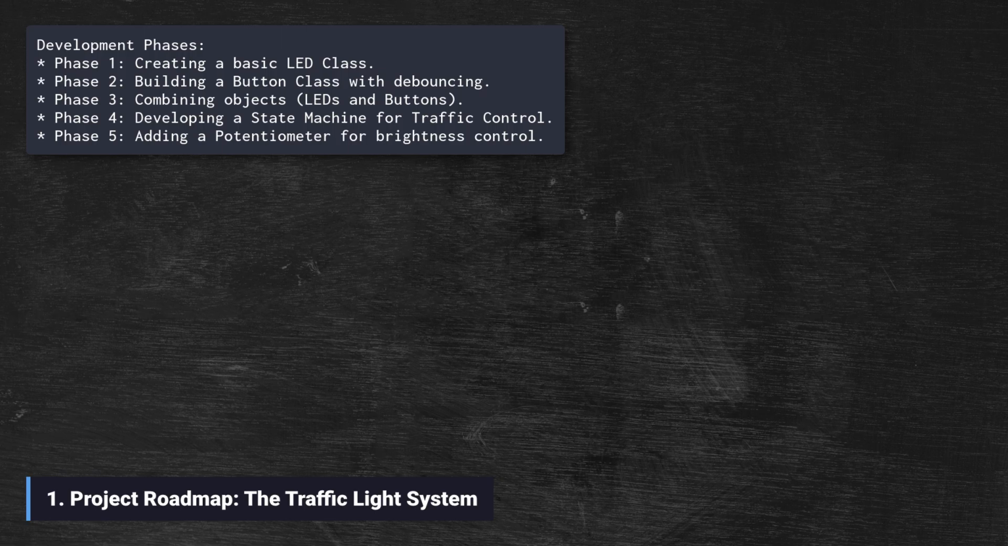Our primary goal is a complete traffic light system. We will start simple by creating an LED class, then a push button class. As we progress, we will learn how to make these objects talk to each other and eventually use a state machine to control the entire sequence smoothly.